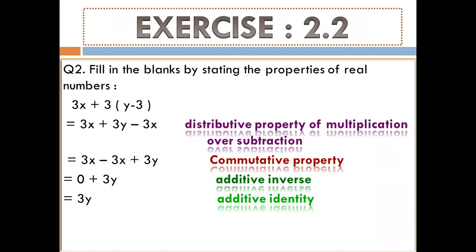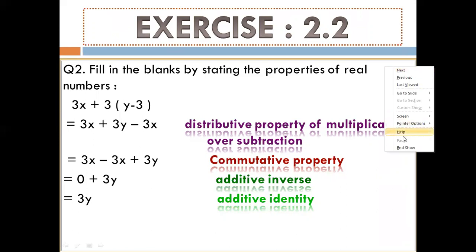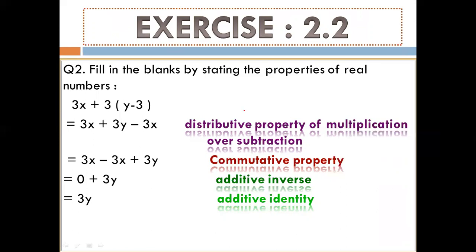This is 3x plus 3y minus 3x. This is distributive property of multiplication over subtraction because 3 is before the bracket and y minus x is within the bracket. When we open the bracket, we multiply y with 3 and also 3 with x. So that's why this is called distributing: we distribute 3 with y and x both. That's why this property is called distributive property of multiplication, because between 3 and the bracket there is a multiply sign.